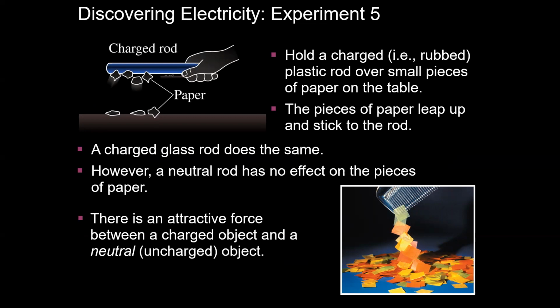Here we have another experiment which really throws something more confusing into the mix, and we formalize it in the following experiment 6. But in experiment 5, what we do is we just rub a comb through our hair, and suddenly you can pick up little strips of paper, maybe little tiny pieces of hair or dust.